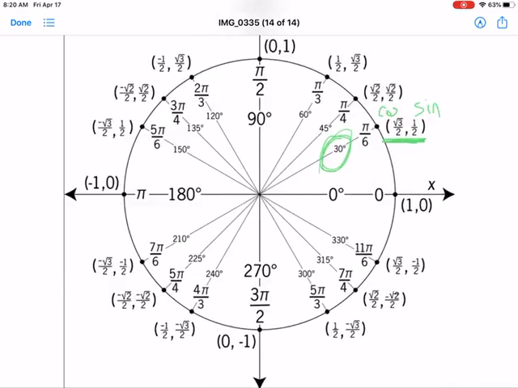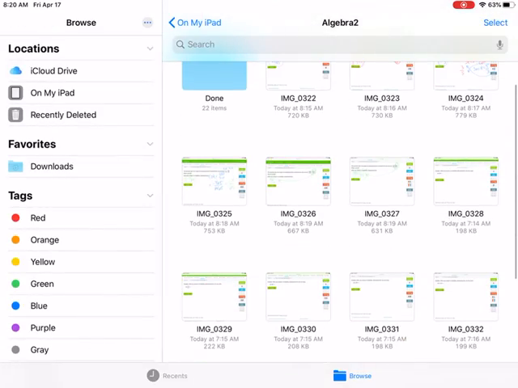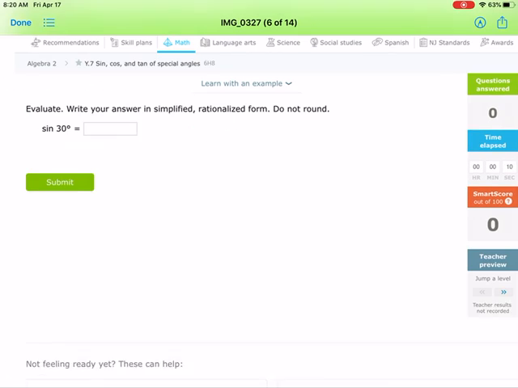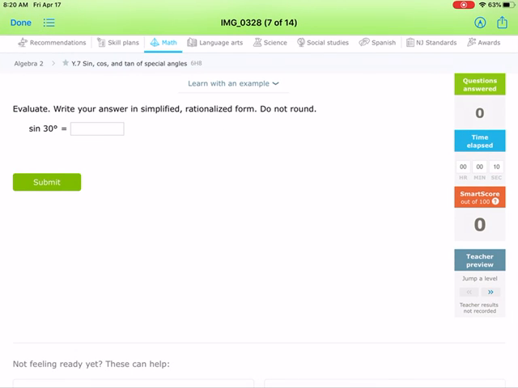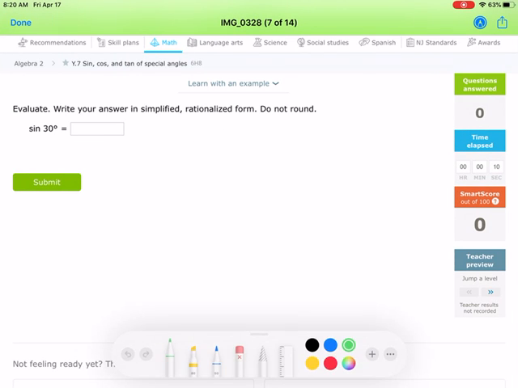All right, so I'm just going to go back to my problem that I just had up there. And there it is. The sine of 30 is just 1/2. Using the unit circle, I know that now. 1 over 2, that would be my answer. Hit submit, and you're done.